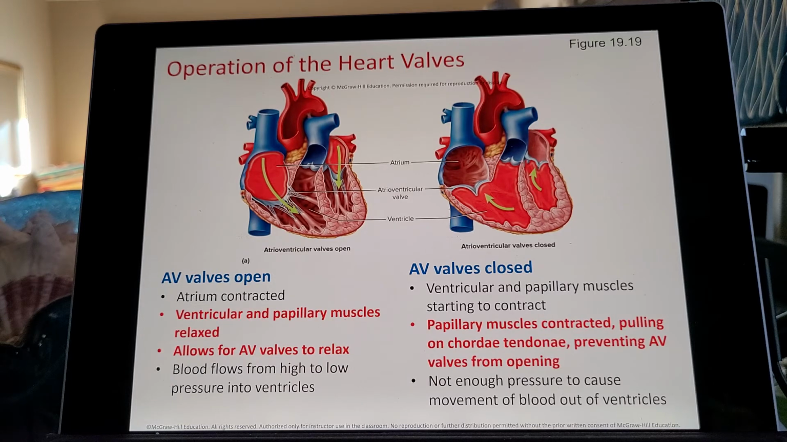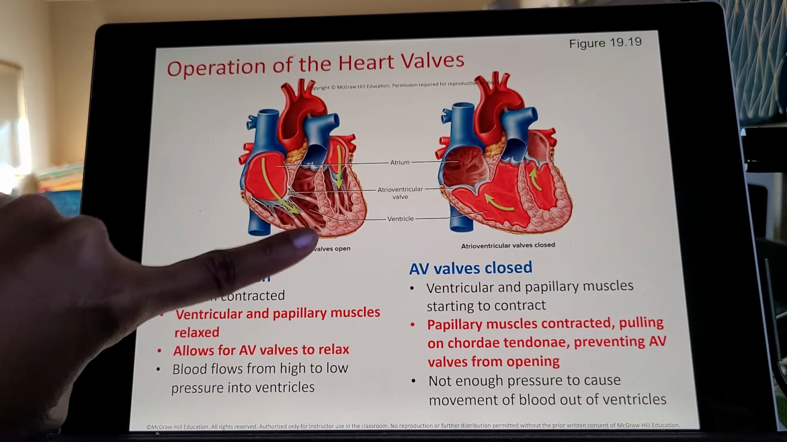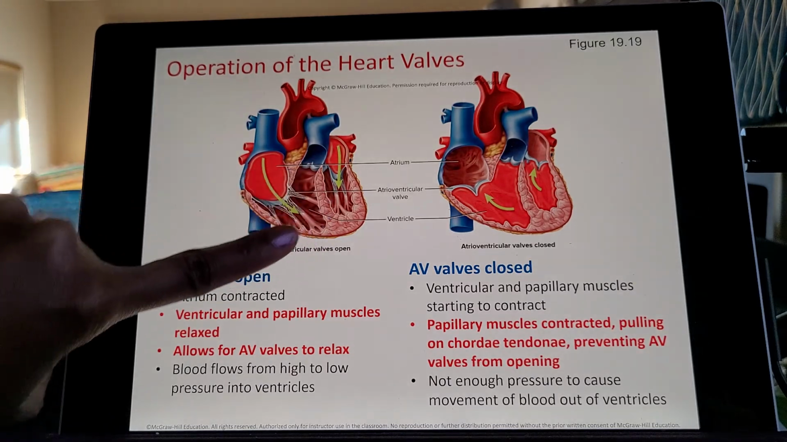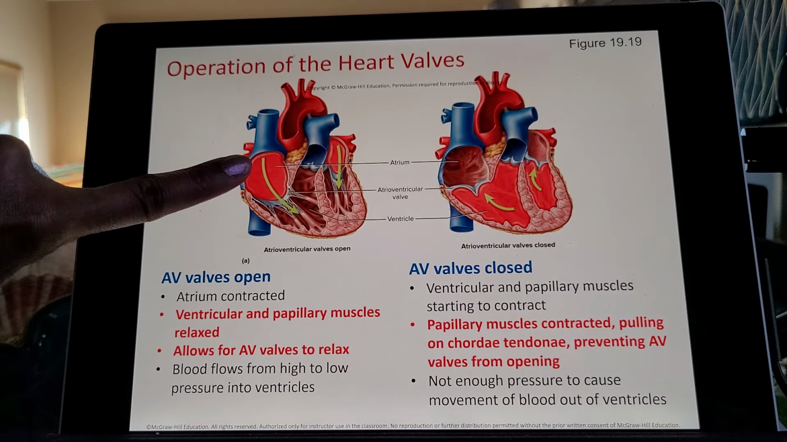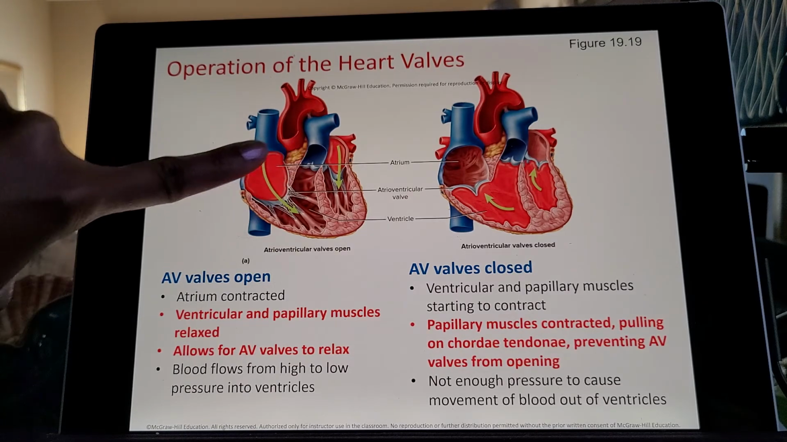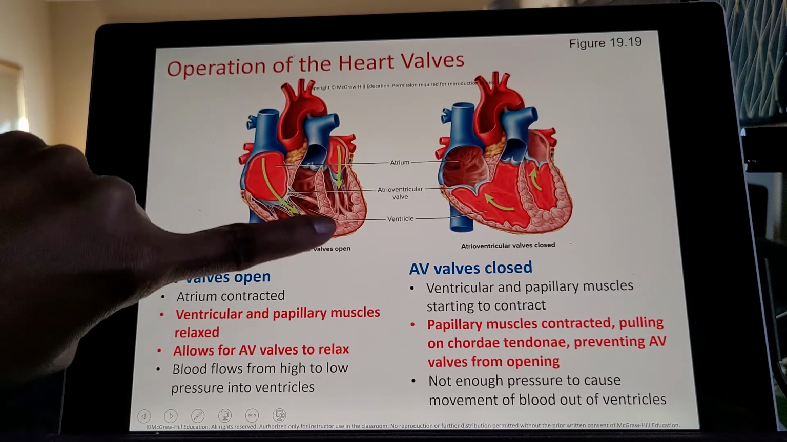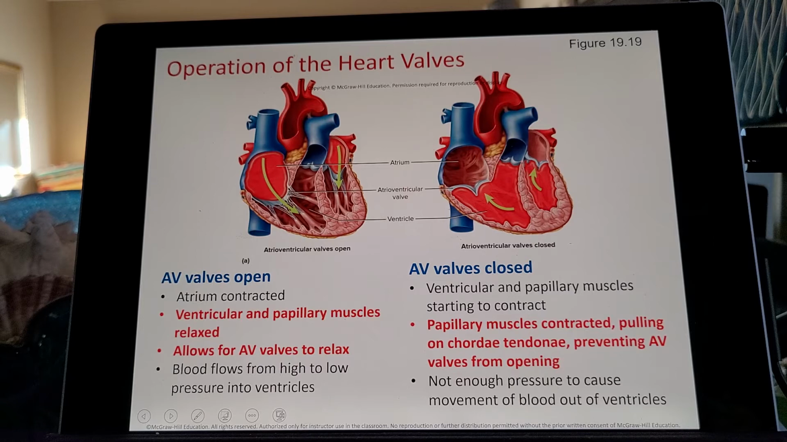So those heart valves, showing how they work. Again, when our AV valves are open, our ventricles and papillary muscles are relaxed. So we have larger volume space here, less pressure here. And so the valves are allowing blood to go from our contracting atria to our ventricles, going down their pressure gradients.